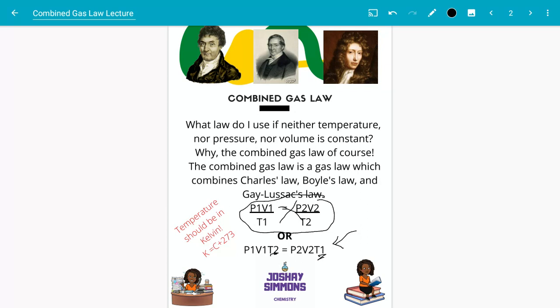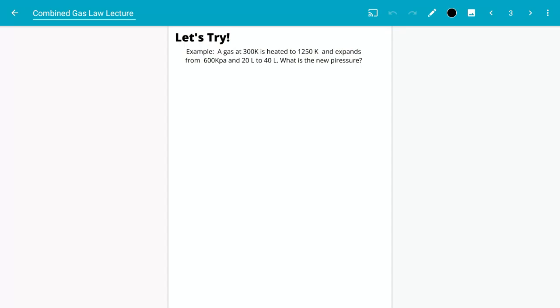All right. So now let's go through and work a practice problem. Okay. So we have a gas at 300 K. Okay. So let's stop for a second. We know that our equation is P1 V1 over T1 is equal to P2 V2 over T2. So we know that.